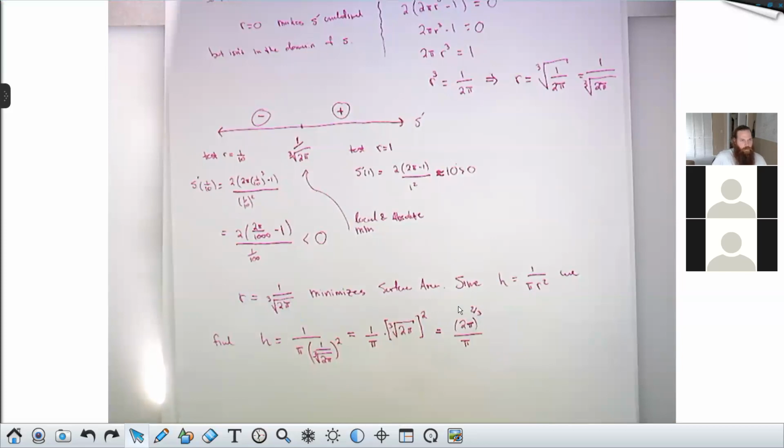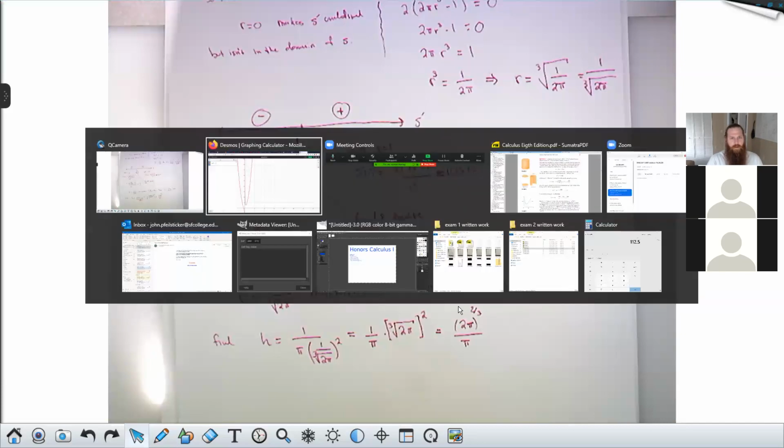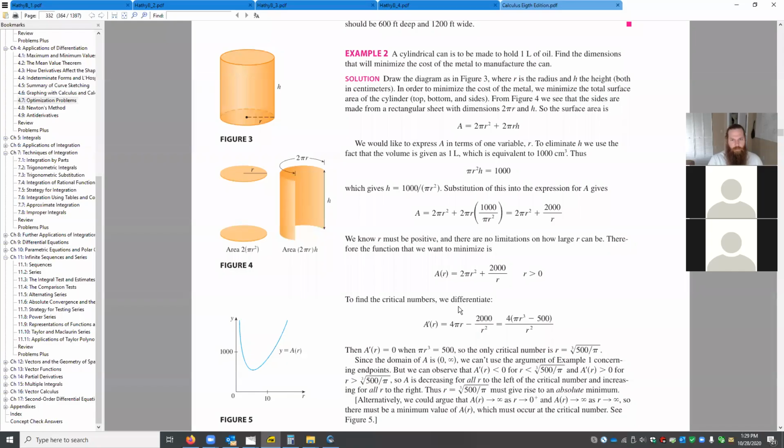Okay, let me see how we're doing on time. We've got enough time left, I think, for one more quick one. And I'd like to show you guys one of these problems that is not necessarily originating from the real world.